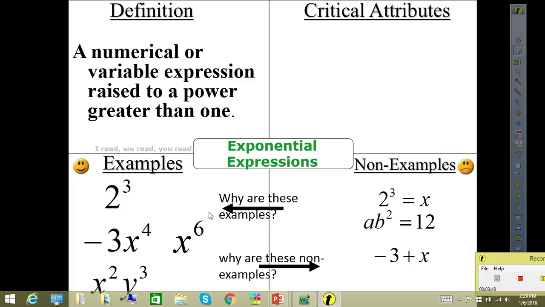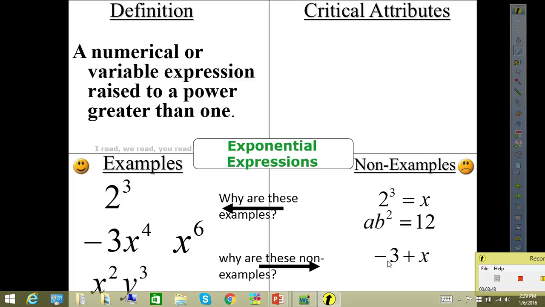So what do you guys notice about these? These don't have equal signs. That's why they're not equations. They are what? Expressions. Are we there so far? All right. How about this one? Why is this not an exponential expression? Pass to someone, Manny. Maddie, why is this not an exponential expression? It doesn't have an exponent.